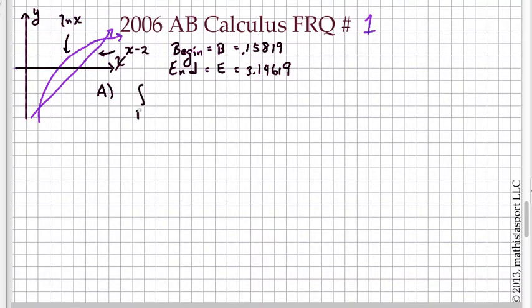We'll go from the beginning to the end, the upper function minus the lower function. And when we evaluate numerically, we get 1.94909.